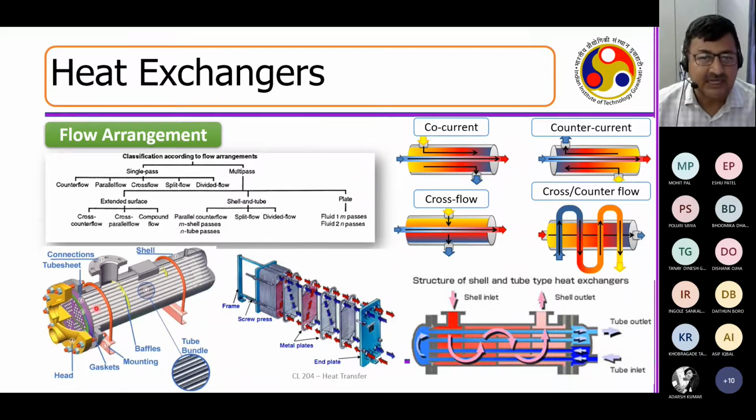Suppose in this shell and tube heat exchanger, you can expect that one of the fluids will be going like that, the other fluid will go like that. So you can either consider it to be a cross flow or a cross counter flow. And in all these situations, your temperature difference, your effectiveness factor, your number of transfer units, and your overall heat transfer coefficient and area all will change, based on the calculations that you need to do based on the geometry of the whole system.